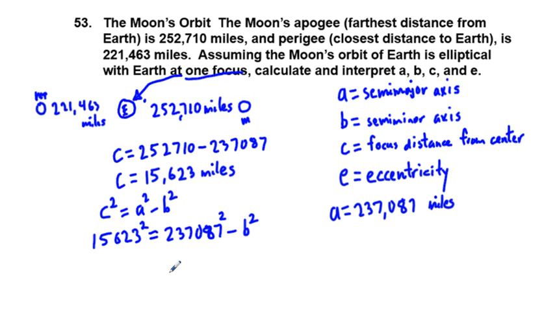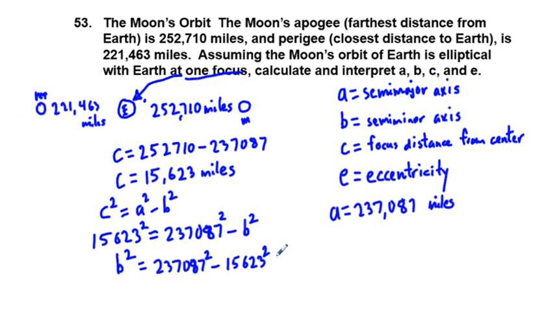So if we add B squared to both sides of the equation and subtract C squared, we're going to get B squared equal to 237,087 squared minus 15,623 squared. And so we're going to go to our calculator and get what that is.